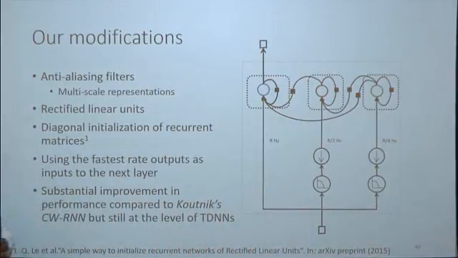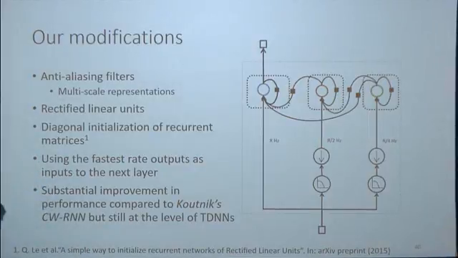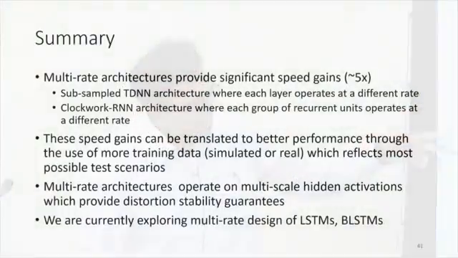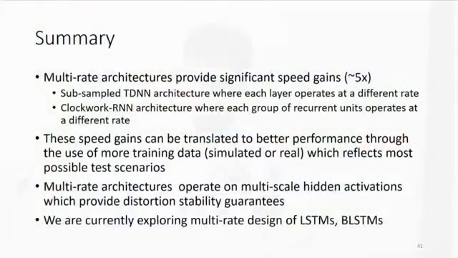Even in the TDNN architecture, as we go deeper into the network, it was actually seeing lower and lower resolution information. So the other advantage of multi-rate architectures is that they actually have access to multi-scale representations.